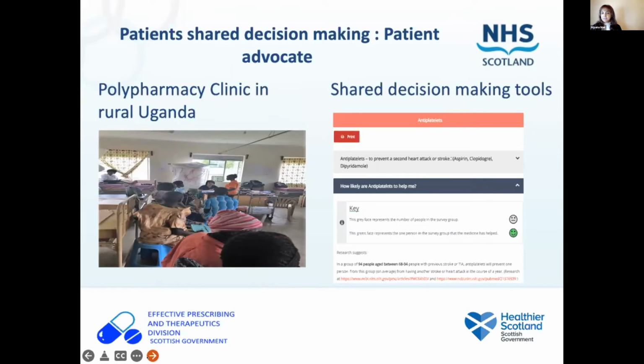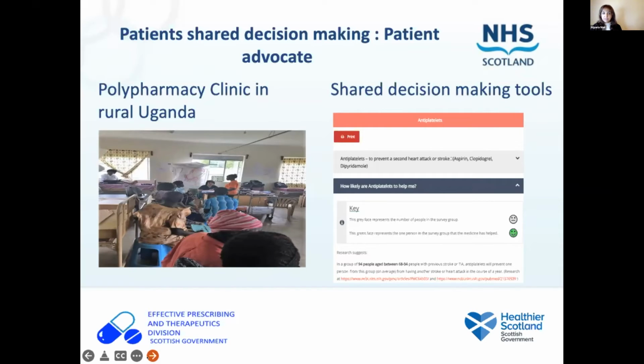Now, polypharmacy is a global problem. It's not just a problem of the West, it happens right across the globe. And we see rates of 20% upward in countries like Africa, India, China, as well as across Europe. And this was just a picture to demonstrate that it can occur at any age. So this is a relatively young woman that you can see from a polypharmacy clinic that I ran in rural Uganda, where women were doing trade-offs in terms of, do they buy food or do they buy medicine? And often these were medicines that people didn't need. So really important that we are patient advocates.